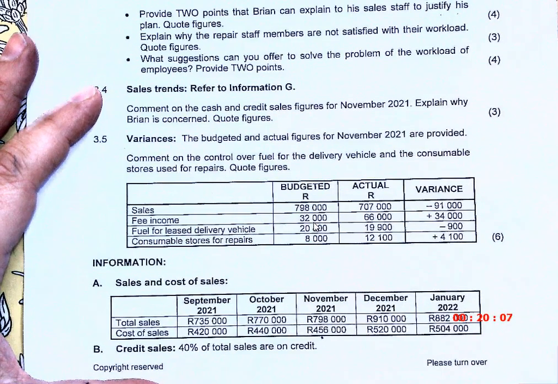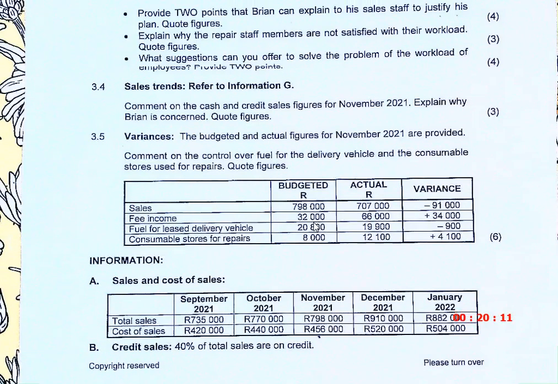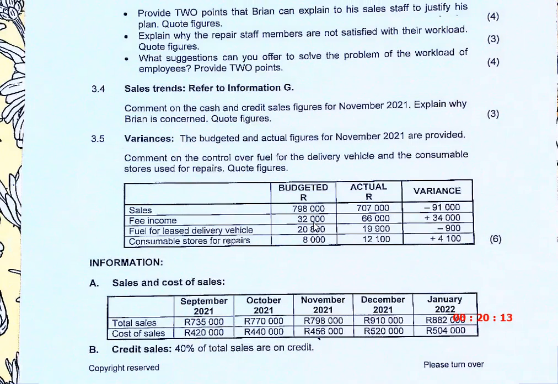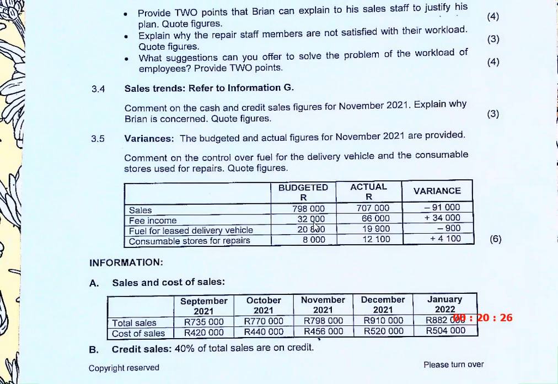So in other words, you're going to say, obviously, the cash sales is less than budgeted. The credit sales is more than budgeted. Why would he be concerned? Cash flow. He'd definitely be concerned about cash flow, because if it's credit sales, it looks good on your profit, but it doesn't look good in your bank because you're not getting money in.